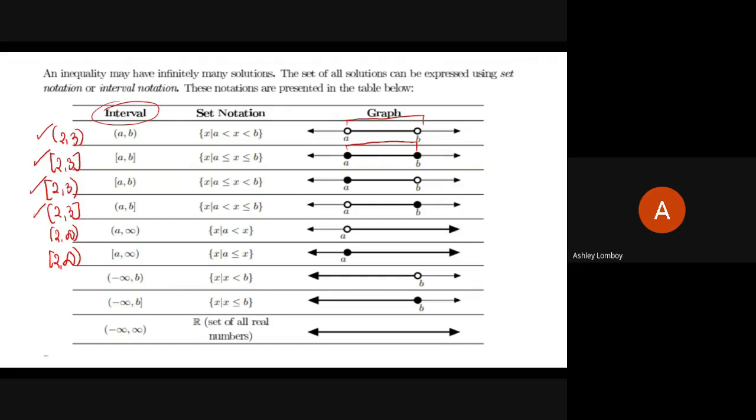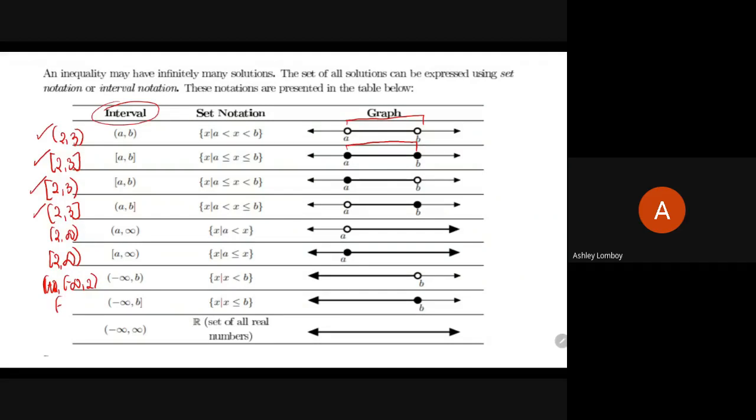Okay? So when we have negative infinity to 2, ibig sabihin yan, lahat ng numbers na mas maliit kay 2 kasama sa solution set. Hindi kasama ang 2, pero lahat ng numbers na mas maliit kay positive 2 ay kasama sa solution set.